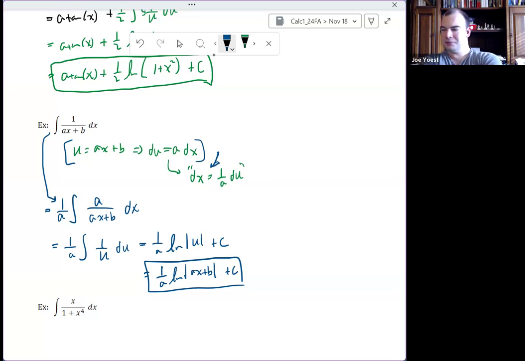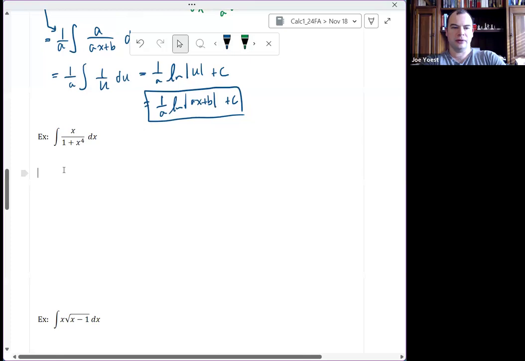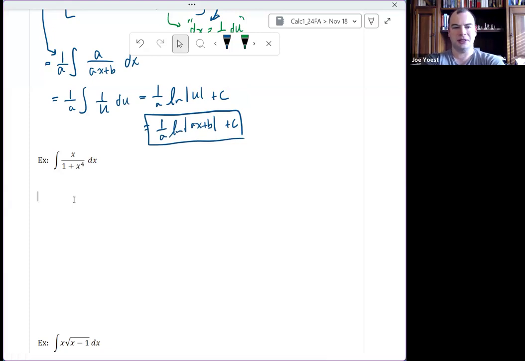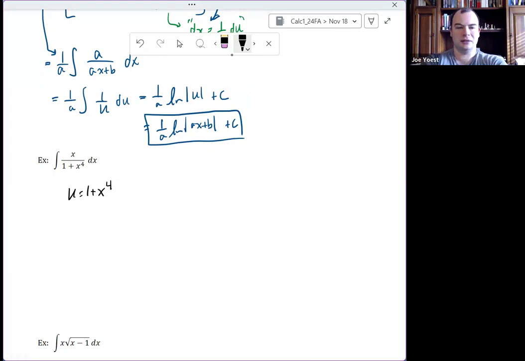Any questions on any of this? Okay, let's look at this example, this integral. I have the integral of x over 1 plus x to the 4th dx. Now, what I would probably like to do is make u equal 1 plus x to the 4th. That's kind of the greedy u, right? Just put everything in the denominator into u, and then I have integral 1 over u.